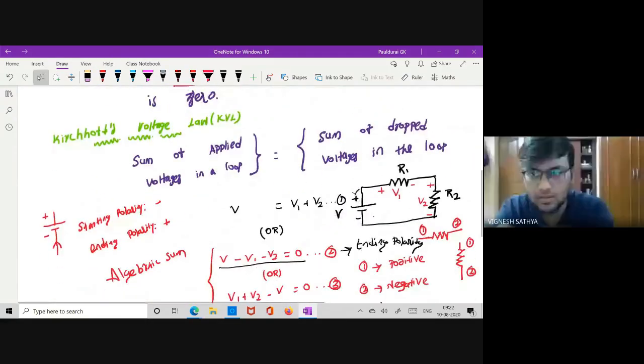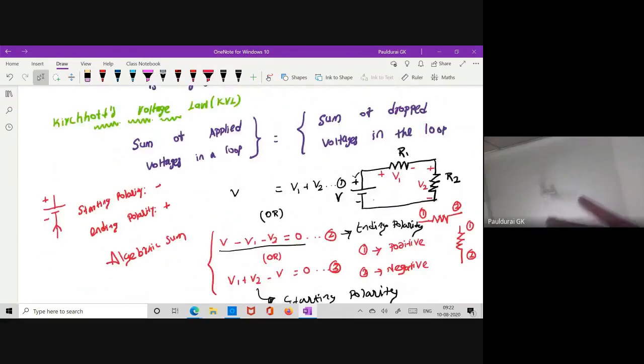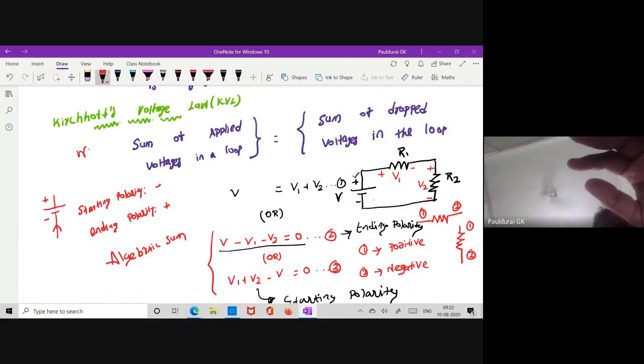Yes, sir. Okay. But in Kirchhoff's voltage law, which one are we going to follow? Way 1 or way 2? This is my way 1, and this is my way 2. Which one are we going to follow? So what is way 2? I didn't define way 2, right? So what is way 2?